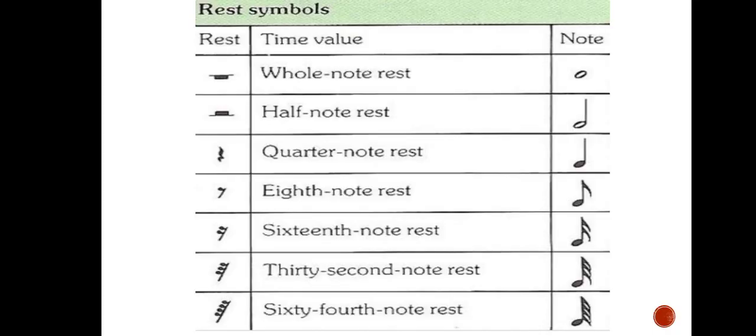We can go ahead and look at this other chart. This other chart is displaying the rests and the notes. In the first column there are rests, in the middle there's the name, time value, and at the end there's the note that corresponds to the rest. We can look at the first one, the whole note rest. The first one in the first row is the whole note rest, and at the end of it on the right hand side is the note which corresponds to it.